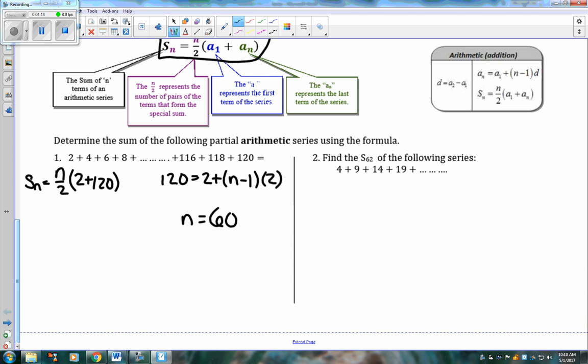So now I can plug n back into my formula. So the sum of 60 is equal to 60 divided by 2, parentheses 2 plus 120. So the sum of 60 is 3,660.